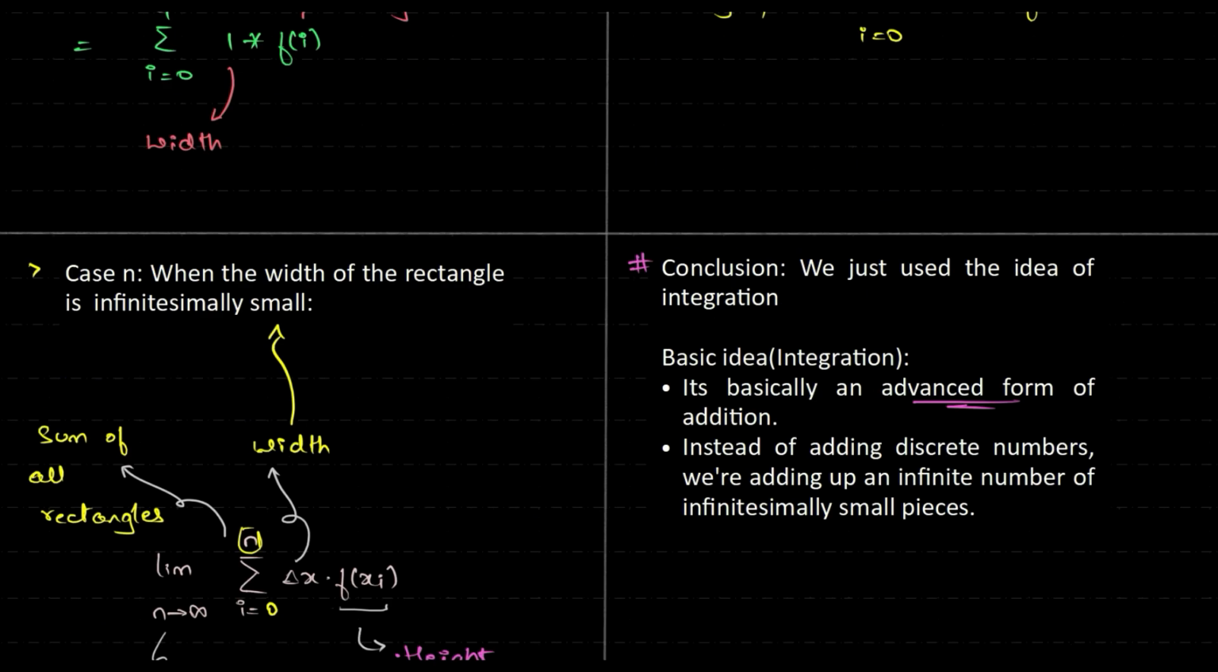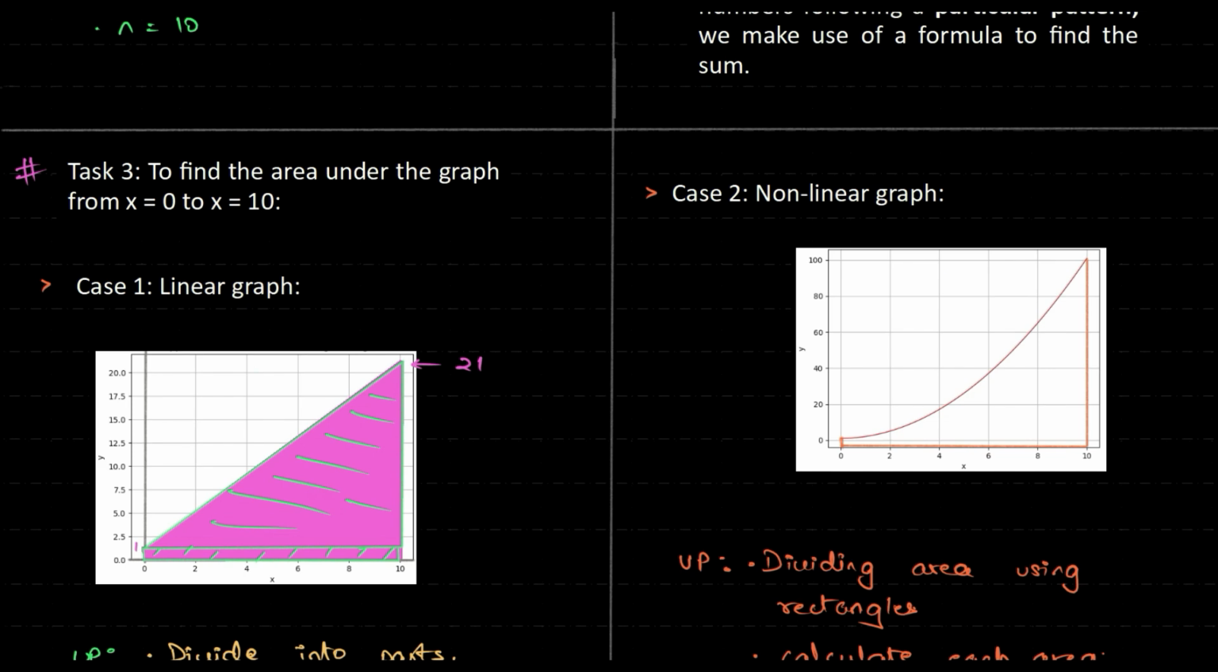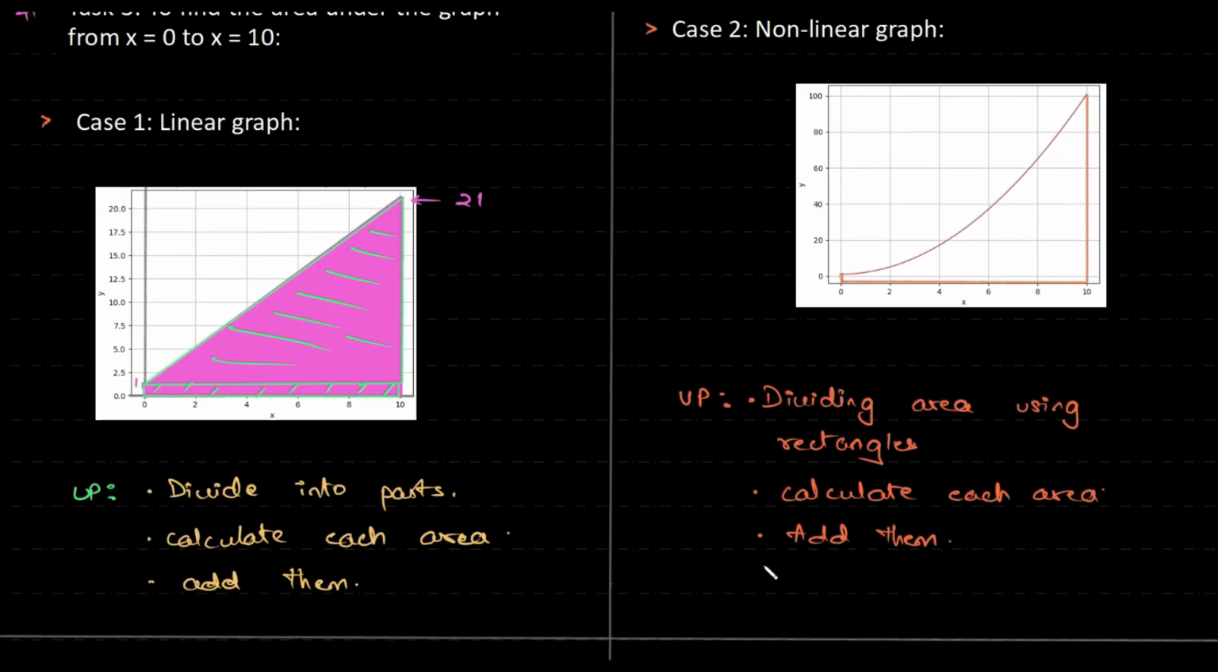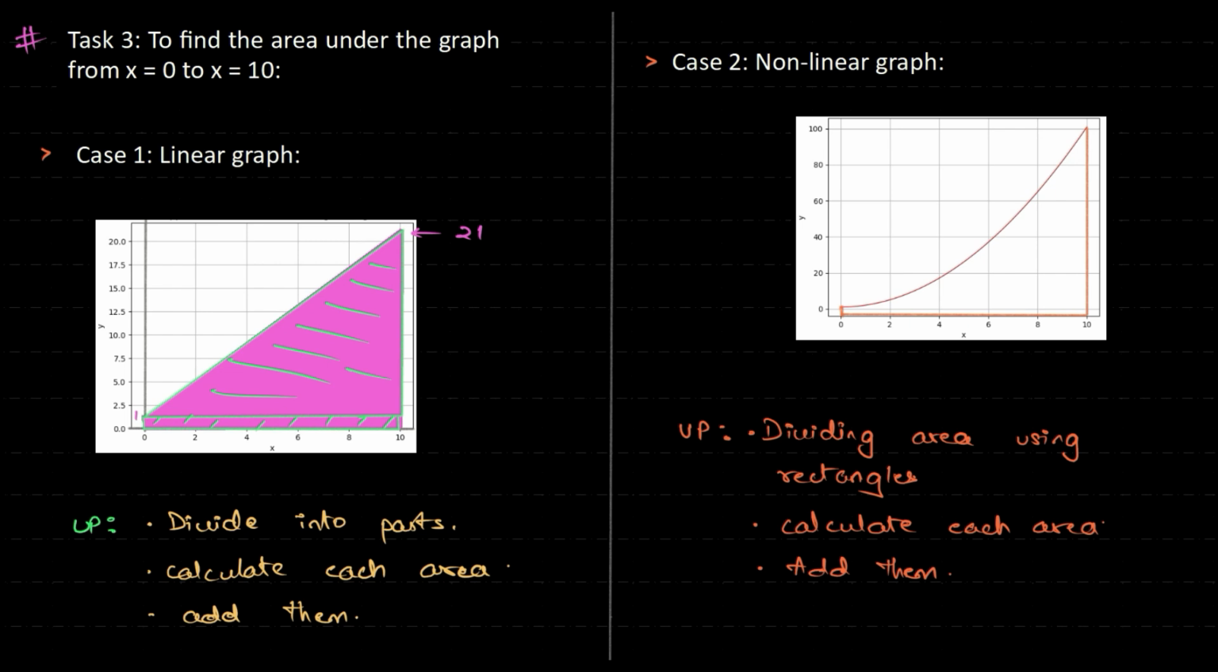So to conclude, let me start off with whatever we did in the first slide. We wanted to add certain numbers. This was a straightforward pattern, so we could use multiplication. Next, the underlying principle was an arithmetic progression. So the underlying principle over here is pattern recognition, right? Here too is another form of addition. So in this case we are able to add by dividing the structure into smaller pieces. The same funda is over here.